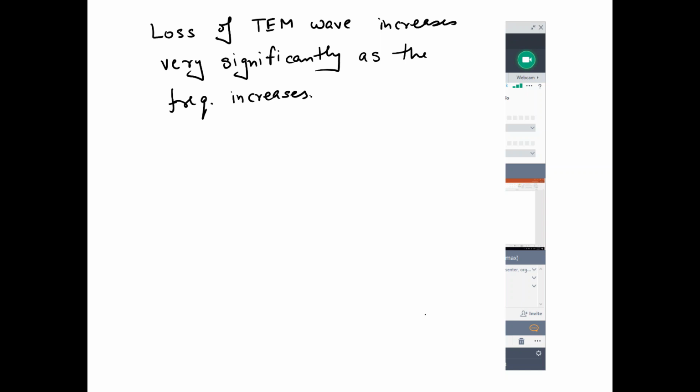This excess loss becomes quite prohibitive. If you're going to the new systems which are being designed at 60 gigahertz, these are the systems being designed for short haul communication. These coaxial cables, or any such type of coaxial cables, become almost impossible to use because of the loss they have within them.